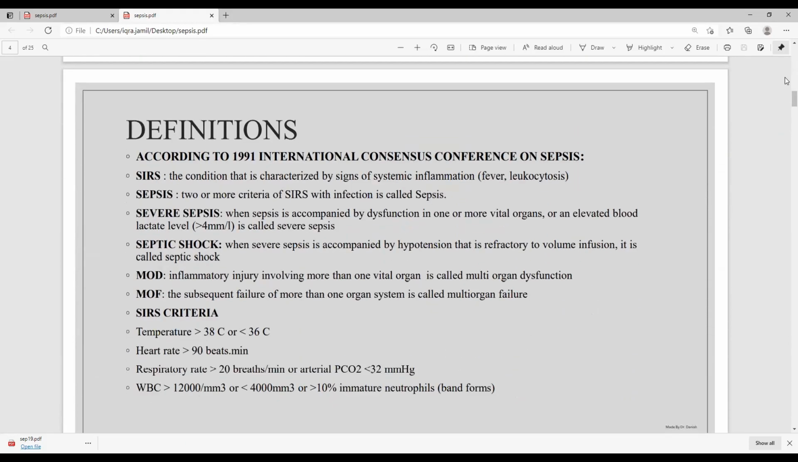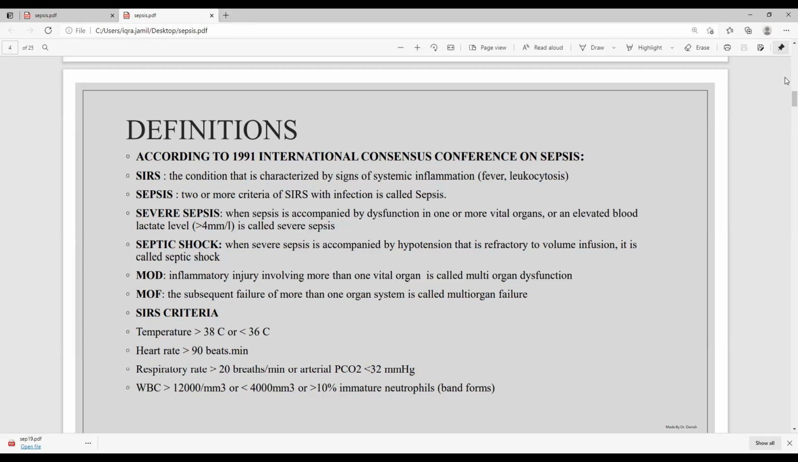There are some definitions because of the terminology used in respect of sepsis. According to the 1991 International Consensus Conference on Sepsis, they defined some terminologies related to sepsis. For a brief introduction, there is one terminology, SIRS, systemic inflammatory response syndrome. The condition that is characterized by signs of systemic inflammation like fever and leukocytosis is called SIRS. Now, SIRS can be because of infection or because of other causes.